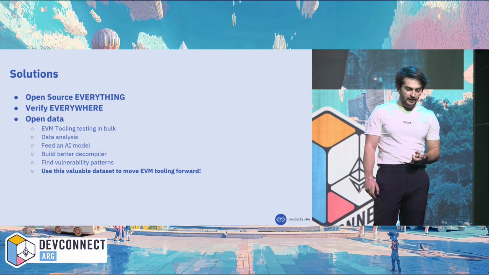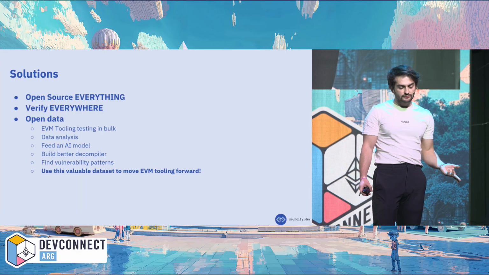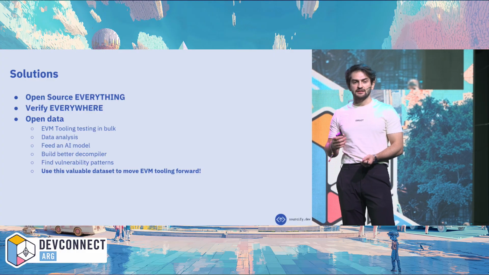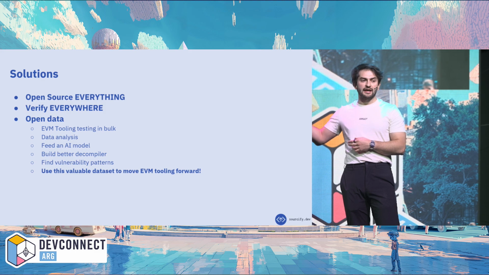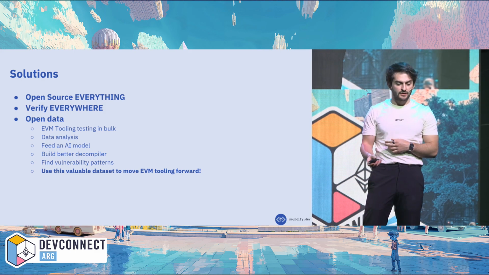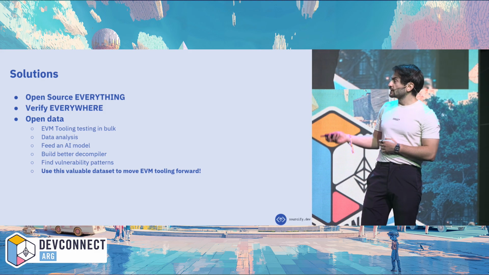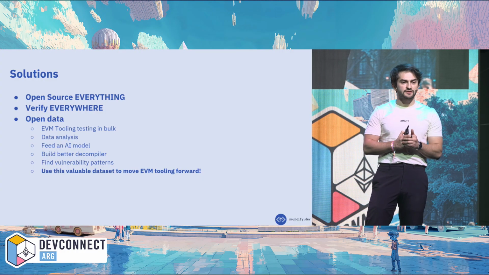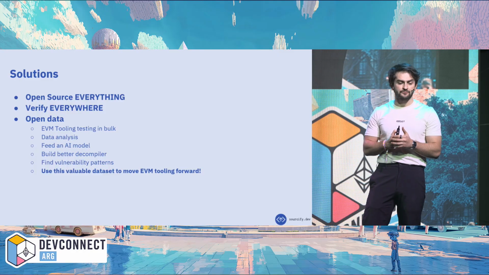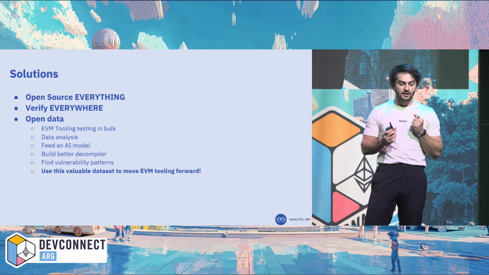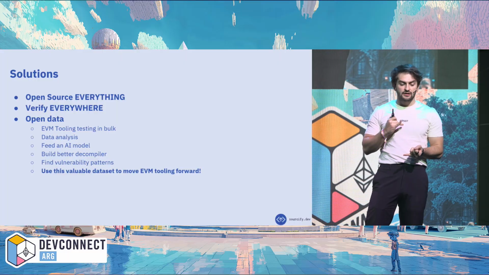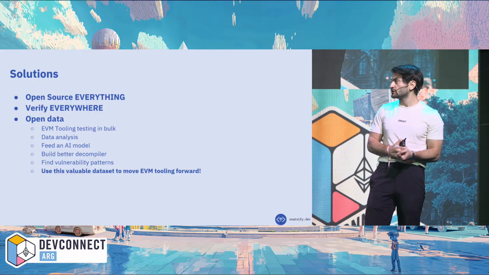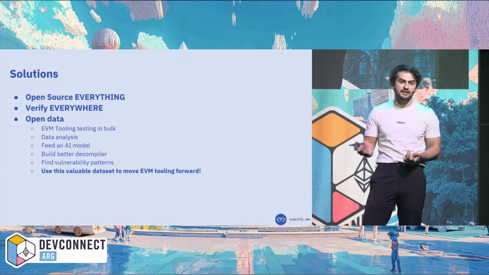And what else is possible? The open data matters because it not only allows these, but also enables a lot of innovation in the EVM tooling. With open data, we can do EVM tooling testing in bulk. Right now, for example, Nomic is making use of this data to test their compiler Slang. We can do data analysis on this. We can, for example, feed an AI model and train an AI model with this set of contracts.